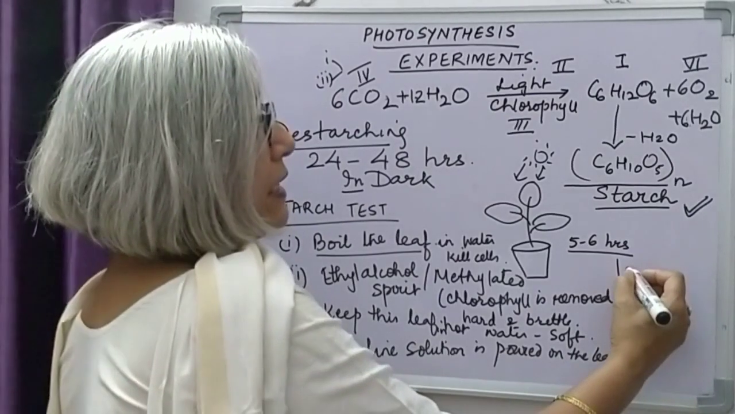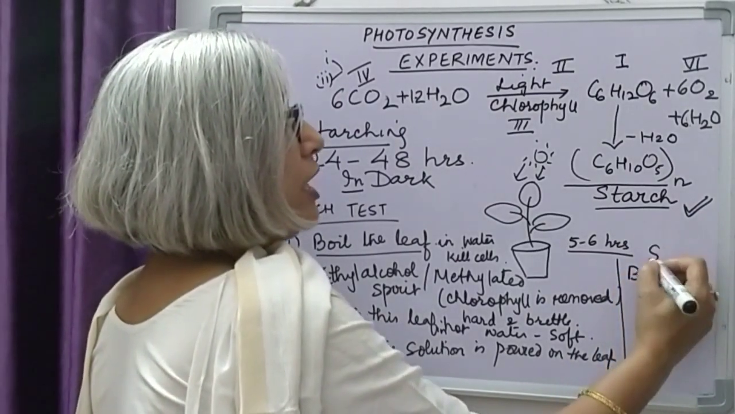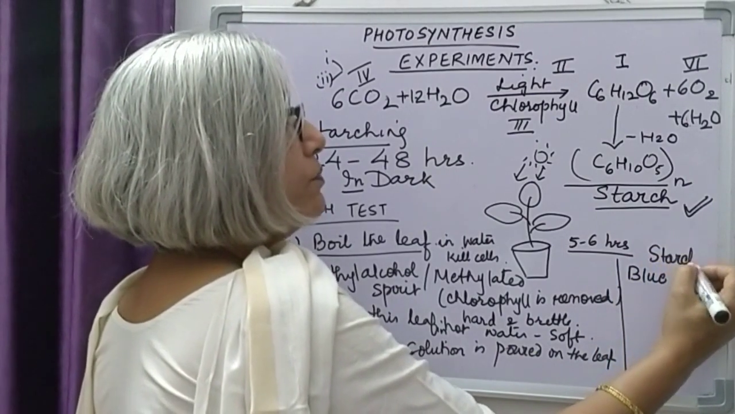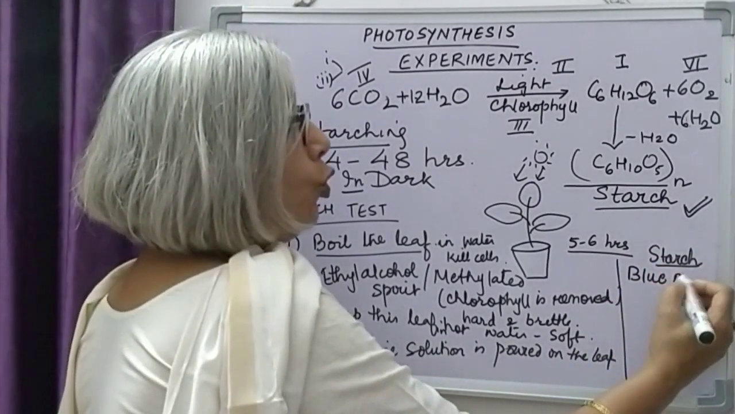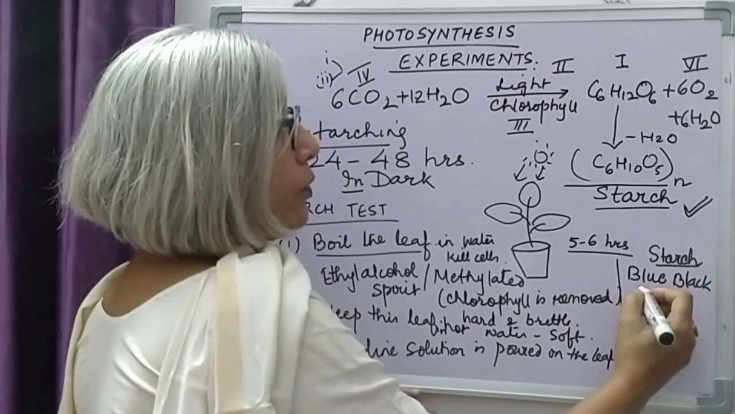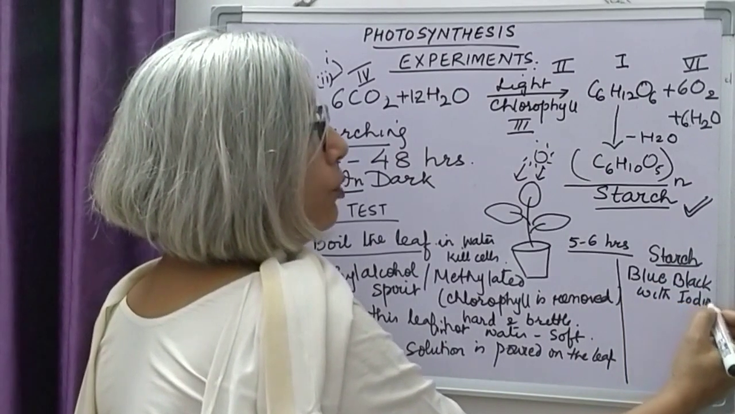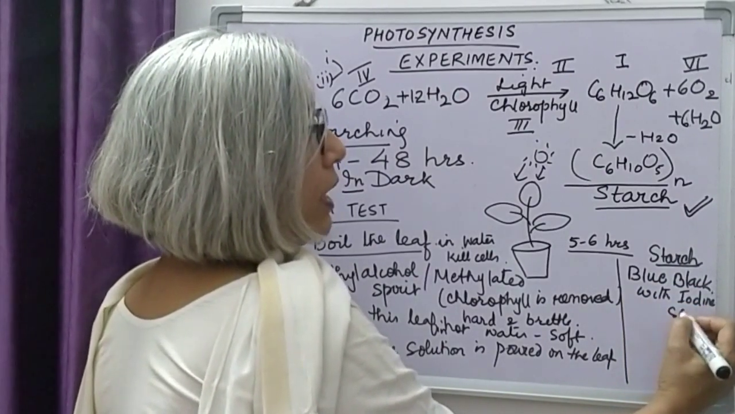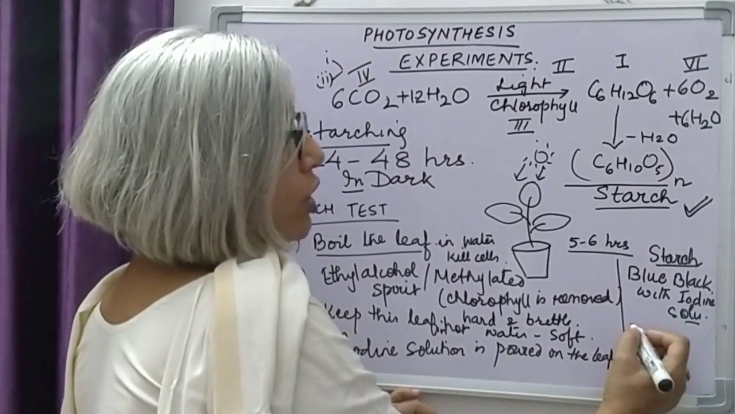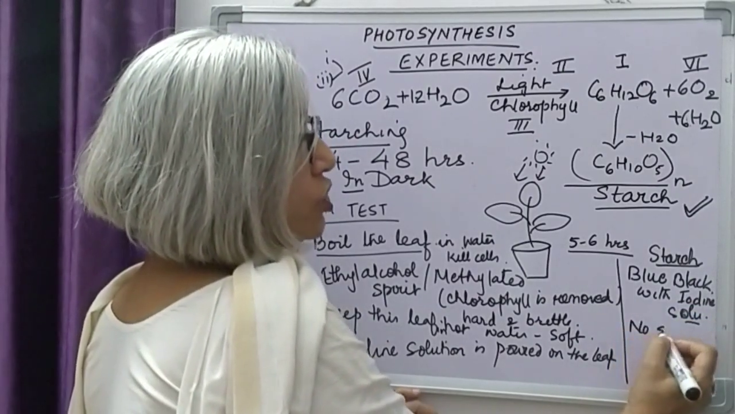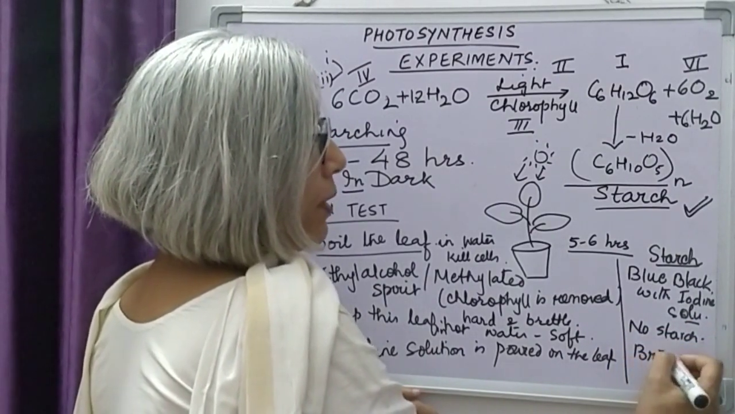The result is that if the starch is present, the leaf turns blue-black with iodine solution. The color of the leaf becomes blue-black with iodine solution. And if starch is not present, the leaf will become brown.